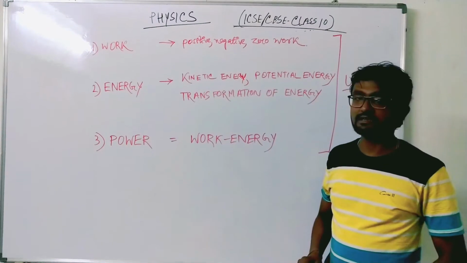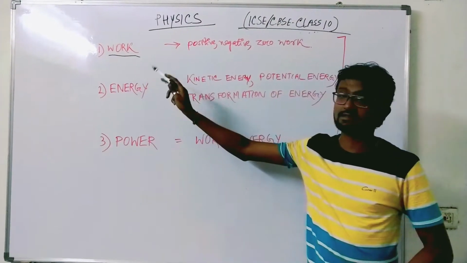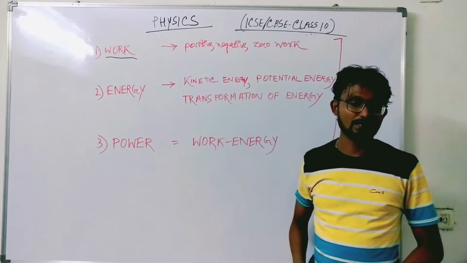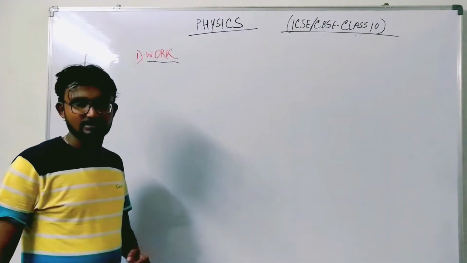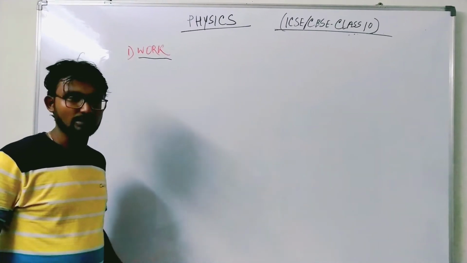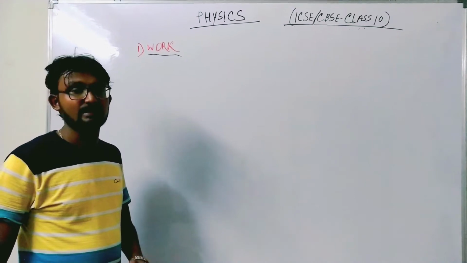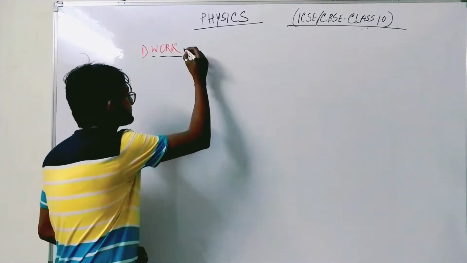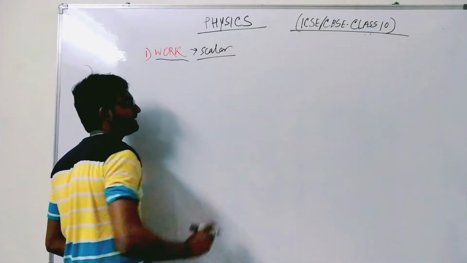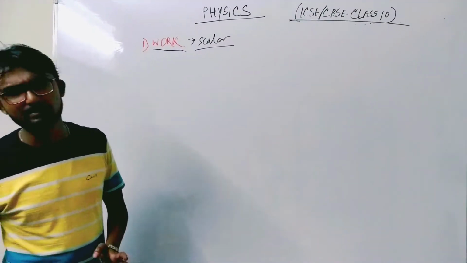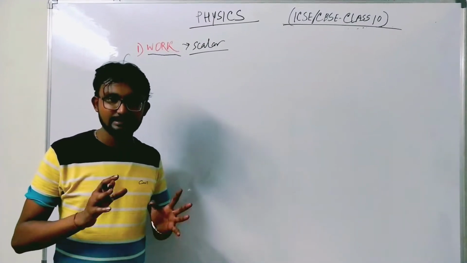So initially, number one is work. I'll start with the work section only. So guys, work. I'm going to tell you what is work, but before that, this is basically a scalar quantity. You know scalar and vector. Scalar quantity because it has a magnitude, it has a quantity, but it doesn't have any direction.